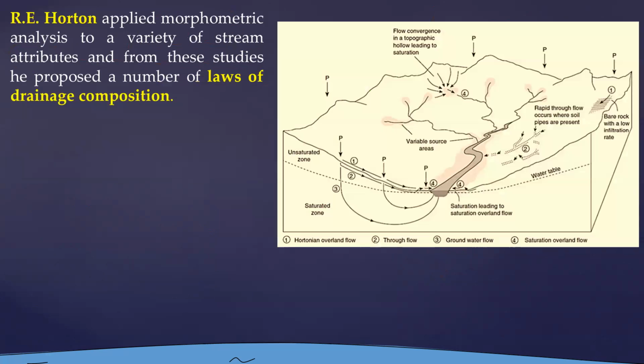And then Horton further applied this morphometric analysis to a variety of streams and attributed a lot of work that we say as laws of drainage composition. So who gave us the laws of drainage composition? Horton's work. Now look at this particular flow diagram and you'll understand that Hortonian overland flow, here is the word. Remember this. So this Hortonian overland flow has been talked about here, which you observe here, right? Number 1. Right? So this is something which is important. We have talked about through flow, groundwater flow, saturation overland flow. So these are the important things.